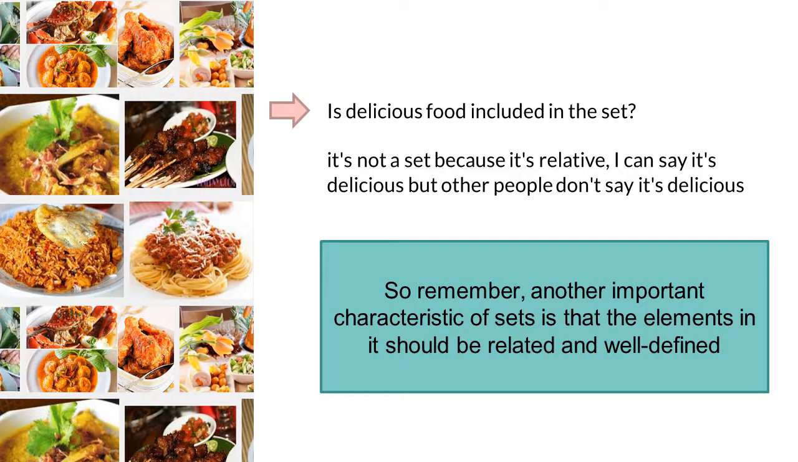The second example is things you cannot see. Is delicious food included in the set? The answer is no. It's not a set because it's relative. I can say it's delicious, but other people don't say it's delicious. So remember, another important characteristic of sets is that the elements in it should be related and well defined.